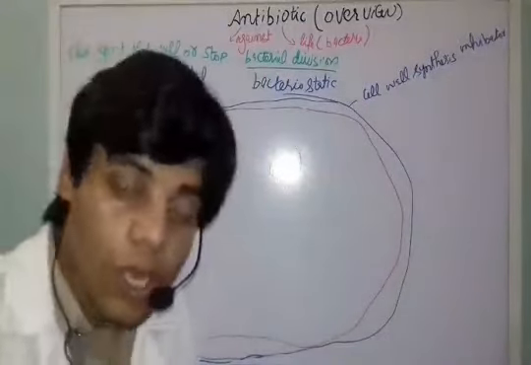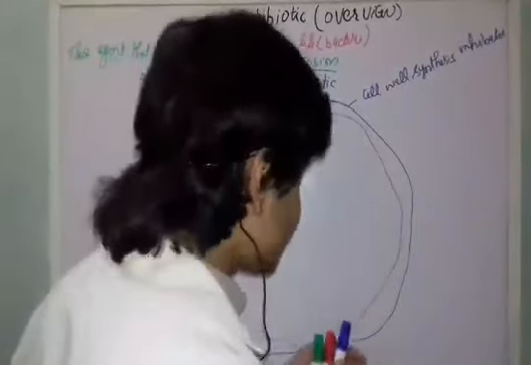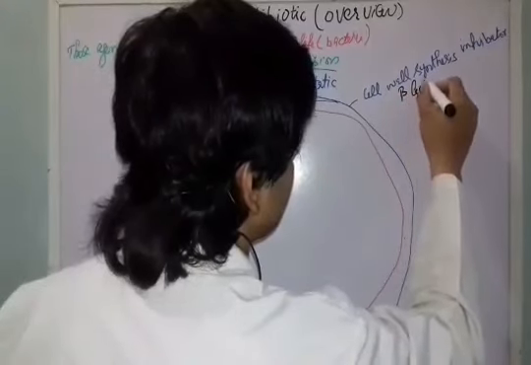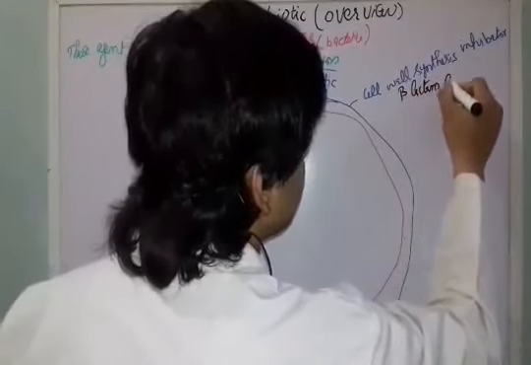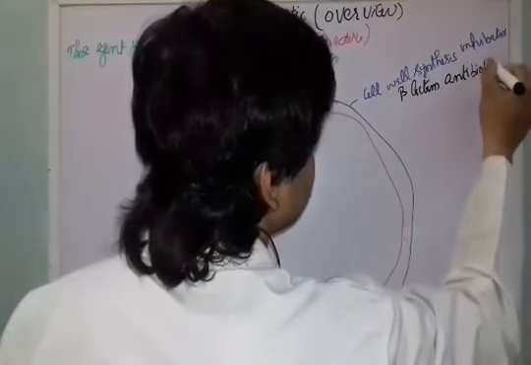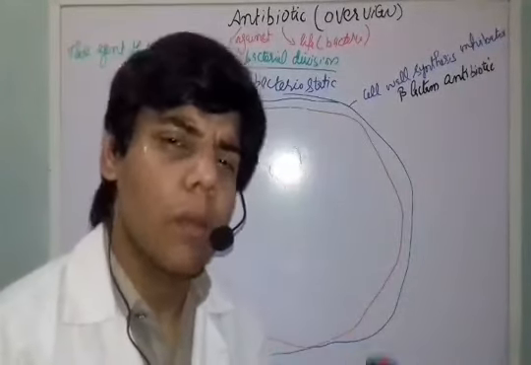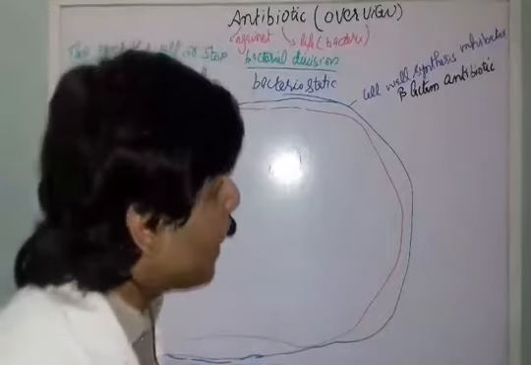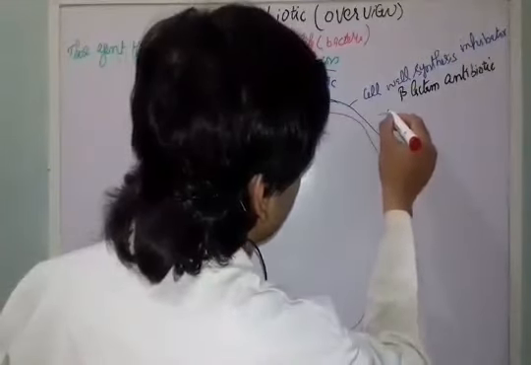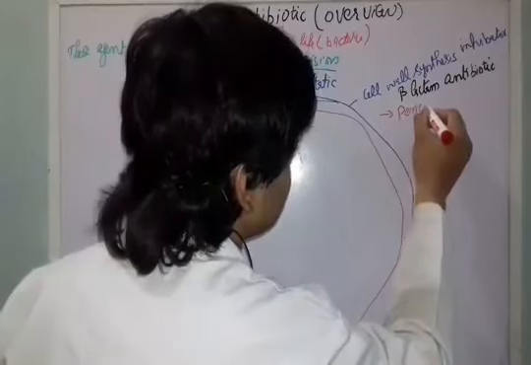The drugs which are used to inhibit cell wall synthesis, we usually call beta-lactam antibiotics. These beta-lactam antibiotics have a beta-lactam ring. How it looks, we'll talk about in detail in the next video lecture. Among the beta-lactam antibiotics, the first name is penicillin.